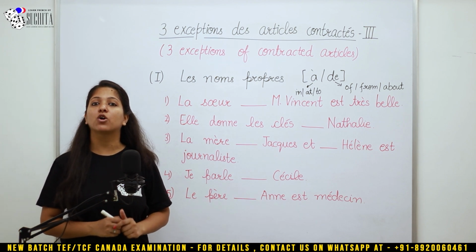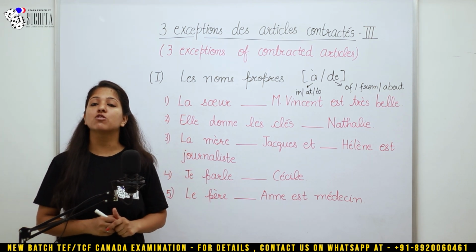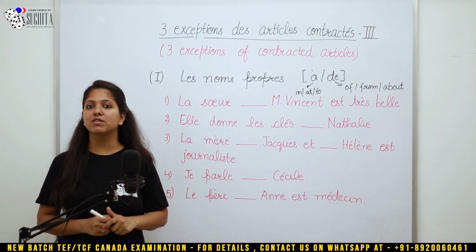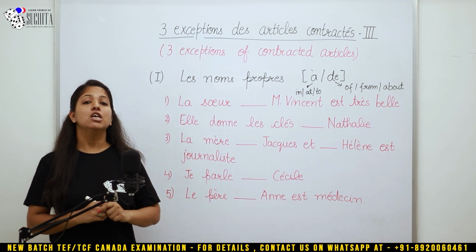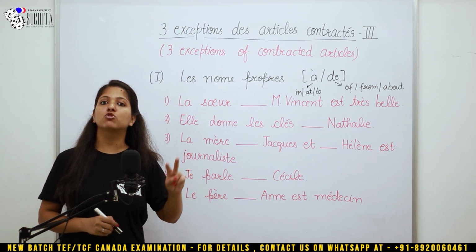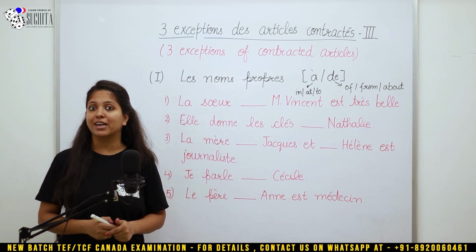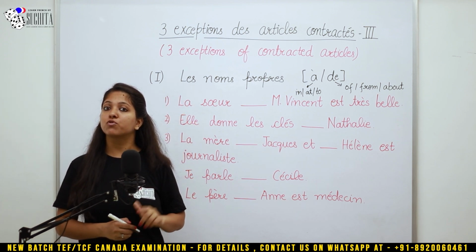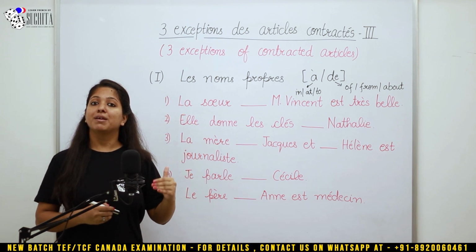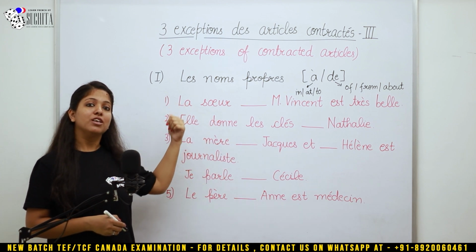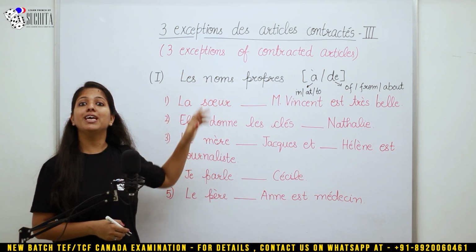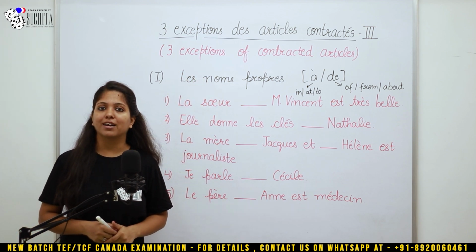In this video, we are going to learn 3 exceptions of the contracted articles. This video is the third part of the series on contracted articles. If you have not watched the first 2 parts, I'm dropping the link in the card above. You can watch those videos first and then come back here again, because if you do not watch those concepts, you will not understand this video. Allez, so the topic is 3 exceptions of the contracted articles.